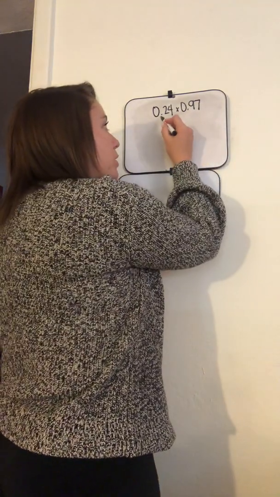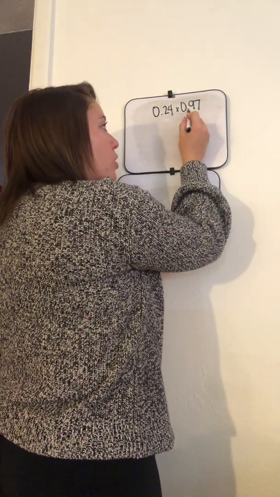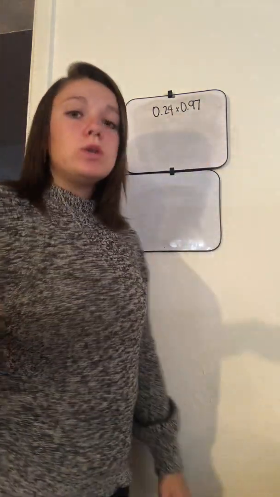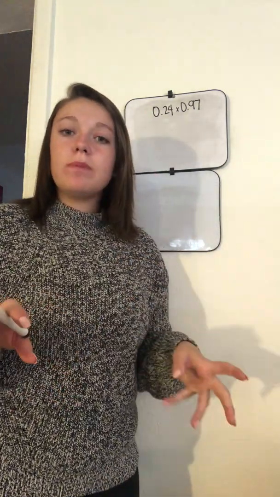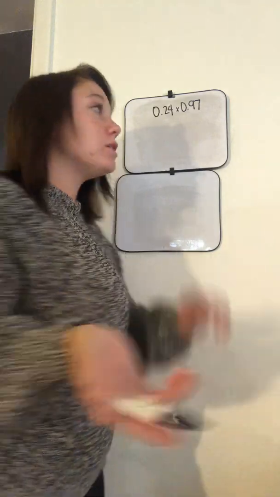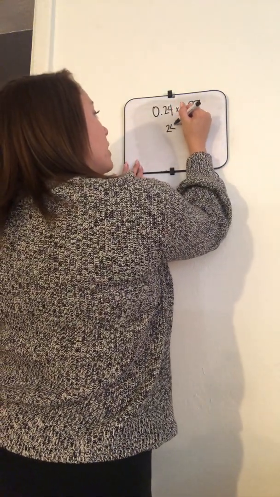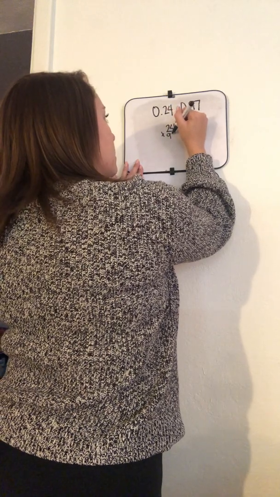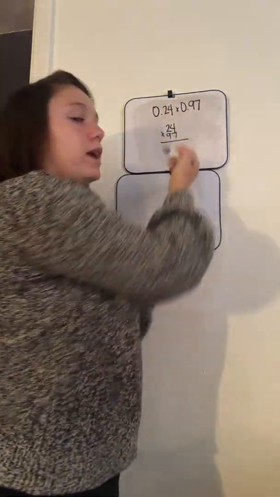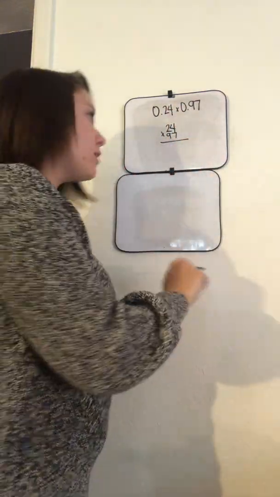Okay, today we are going to be learning how to multiply decimals. So here we have 0.24 times 0.97. When we multiply decimals, we can ignore the decimal point and multiply as we normally would with whole numbers. So we can set it up the same: 24 times 97, and now we can proceed to start multiplying.